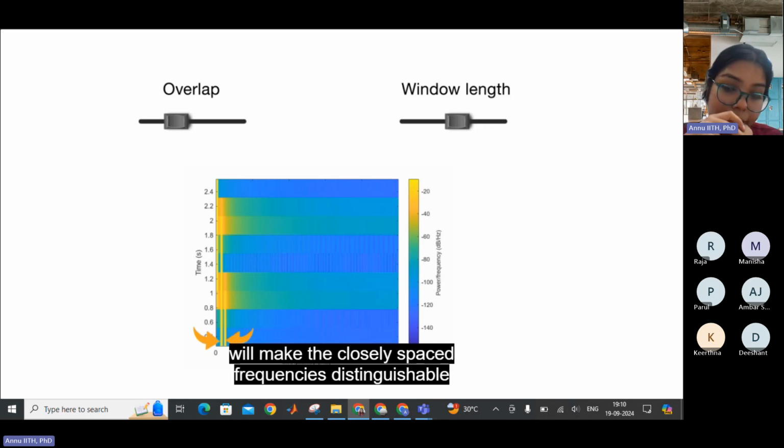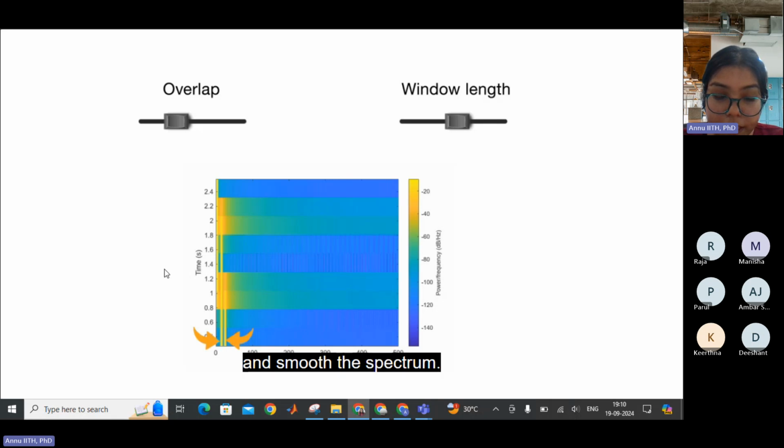How? Anyone? Distinguishable and smooth the spectrum. It will smooth the spectrum as well.